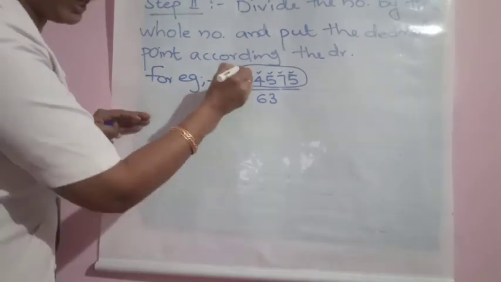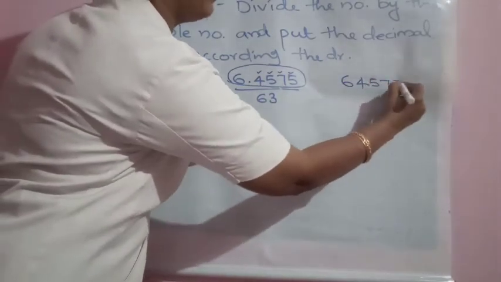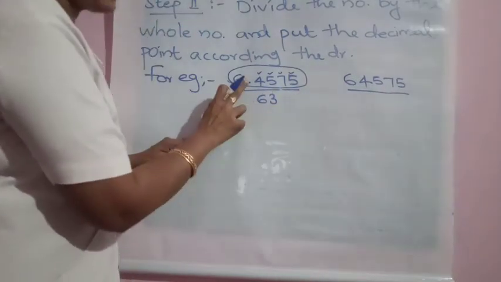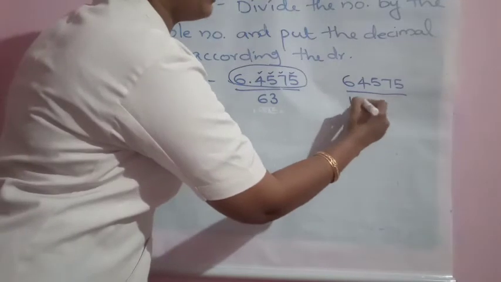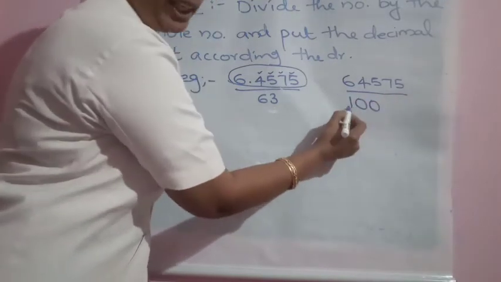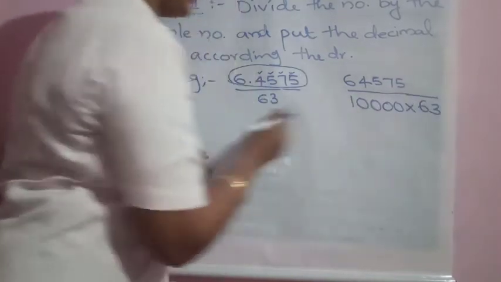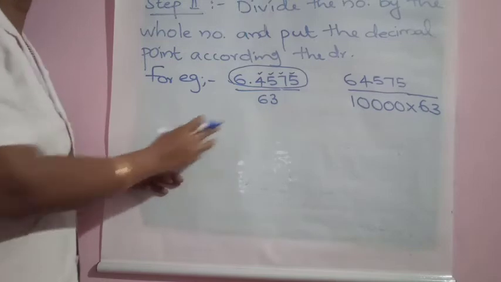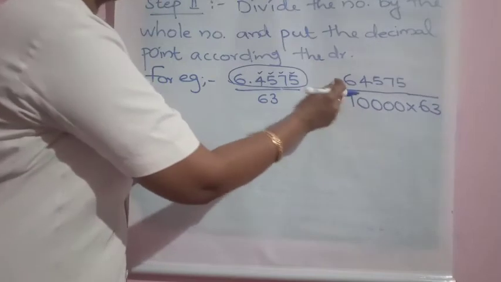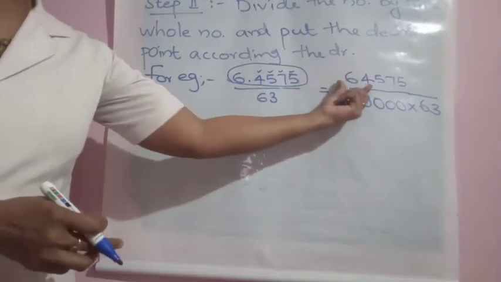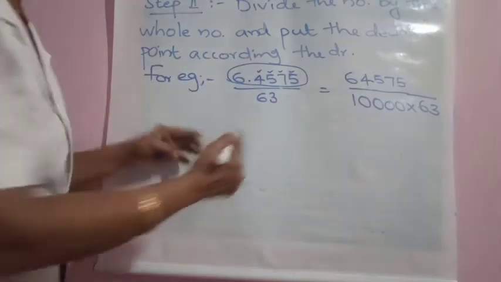So you have to write this number as 64575 divided by, since after the decimal there are 1, 2, 3, 4 digits, the teacher is writing the denominator as 1 followed by 4 zeros, into 63, already given, so write 63 also. Now our method: we have to divide the big number given to us, 64,575, by 63.